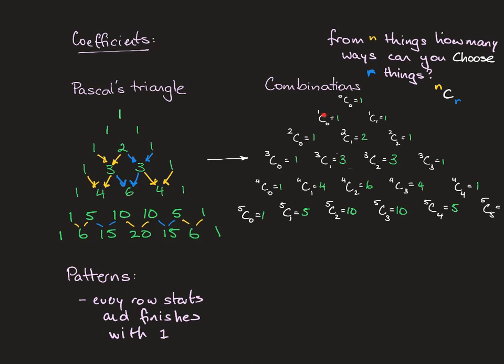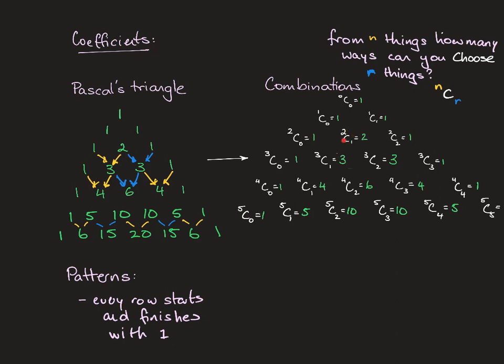From 1 thing, how many ways can you choose 0? Again, one way, and that's by doing nothing. From 1 thing, how many ways can you choose 1? And that's one way, by choosing the item that's there. It's a little bit silly for these lower ones, but the next few will make sense. From 2 items, how many ways can you choose 0 of those items? And that's 1 by choosing nothing.